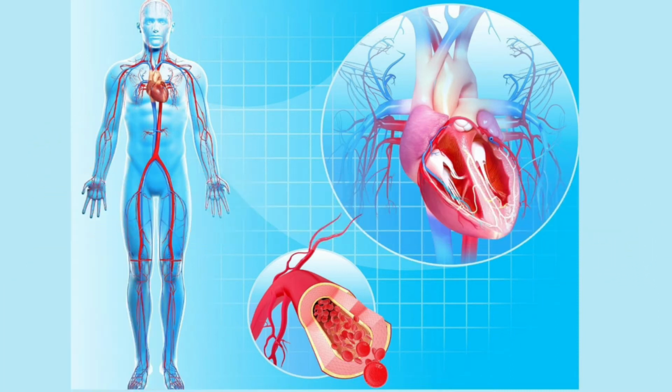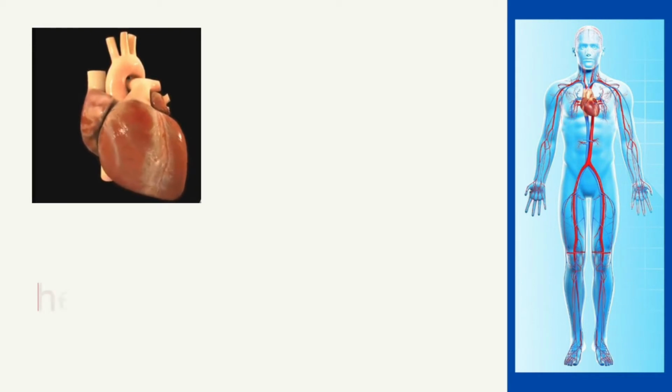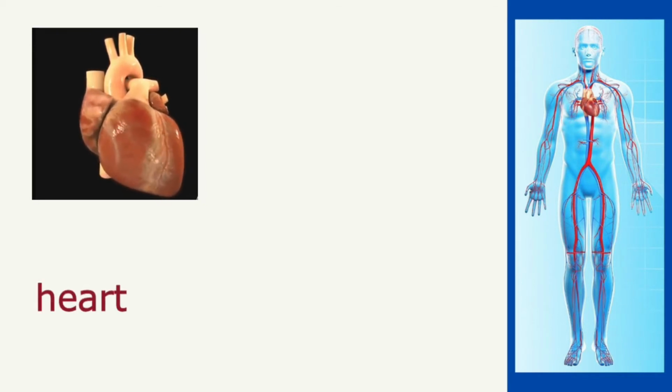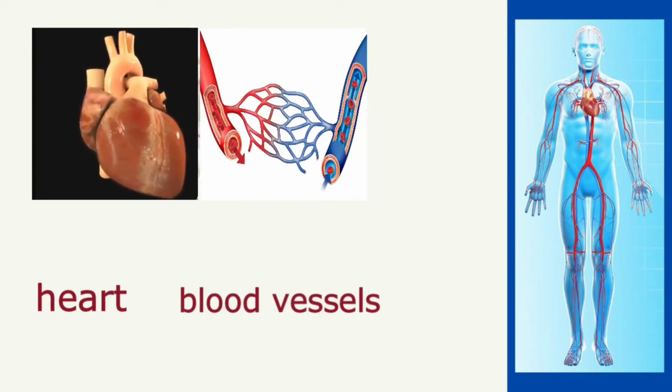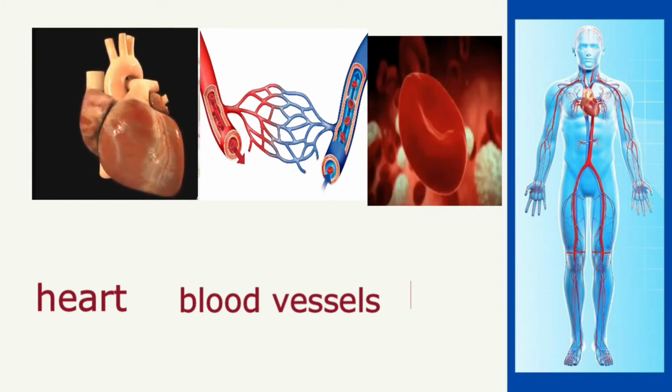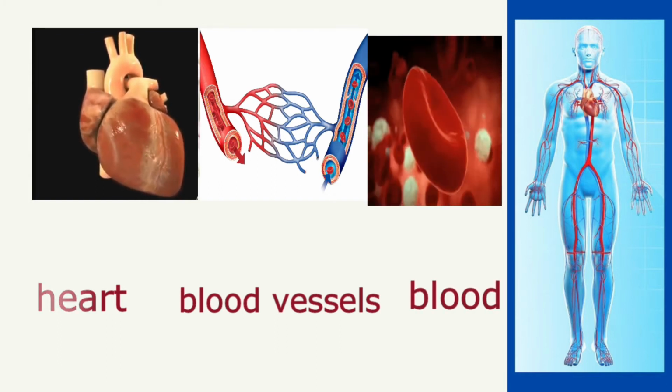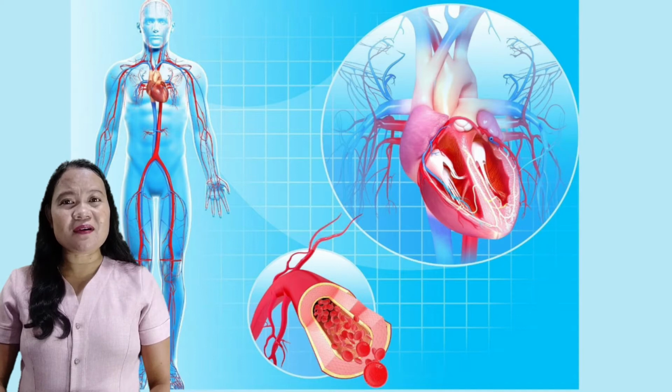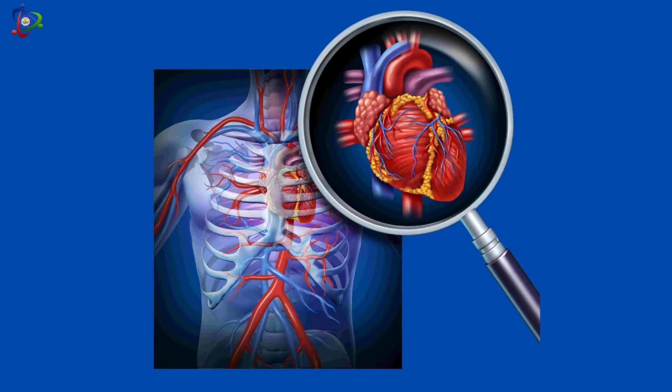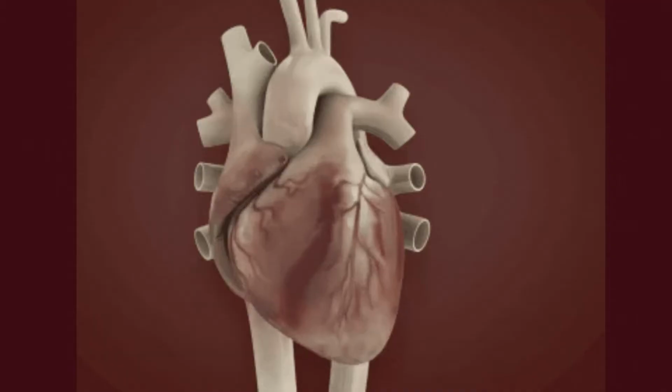It is composed of the heart, the blood vessels, and the blood. Let's take a look at each part of the circulatory system. Let's talk about the heart first.